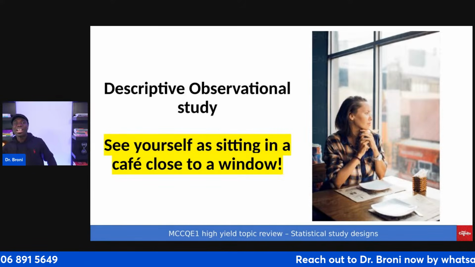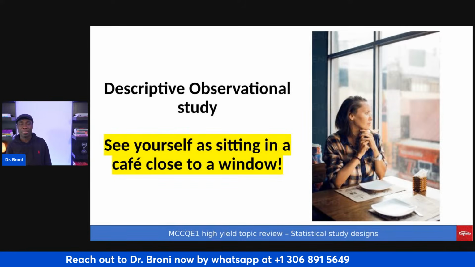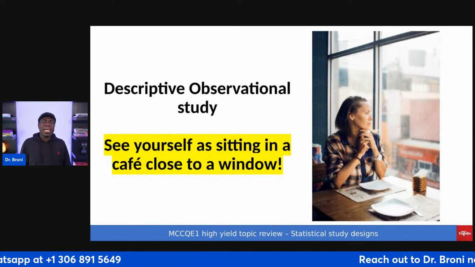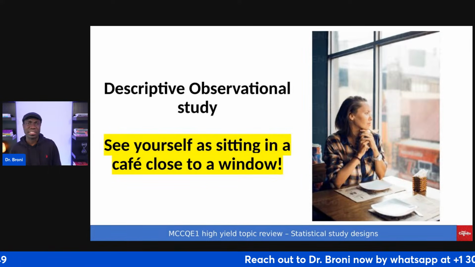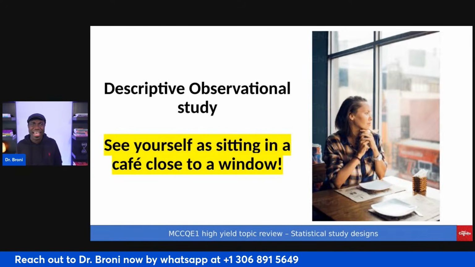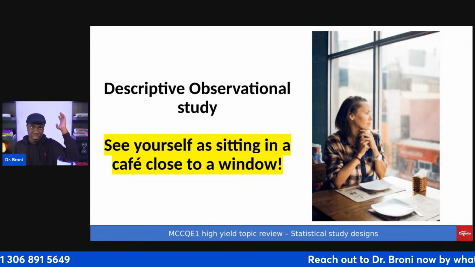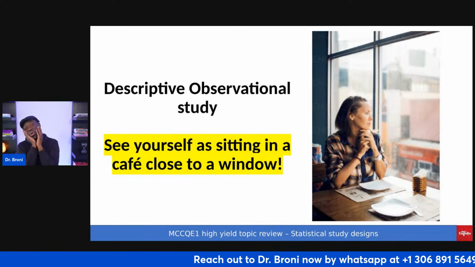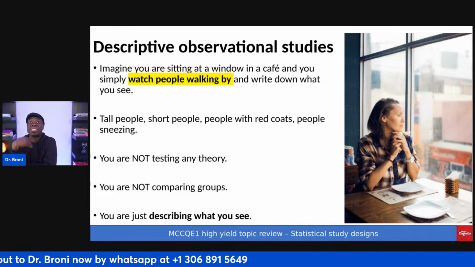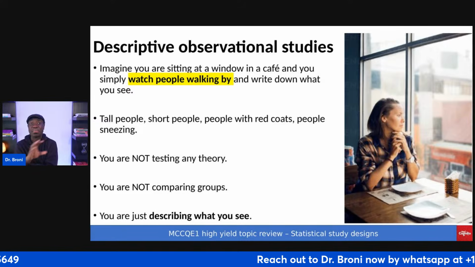Okay, good. Now let's go to descriptive observational study. In descriptive observational study, just look at yourself as having gone to a cafe like Tim Hortons or a plush cafe in your vicinity. You are sitting at the window just watching people. You are not doing anything. You are just watching them and writing down the things you see. You're not doing anything fancy or wild.